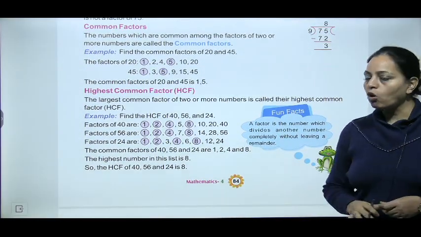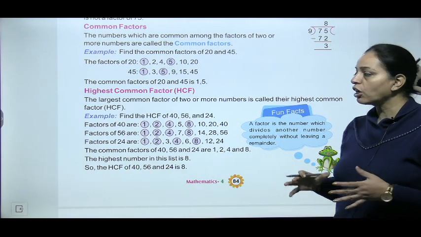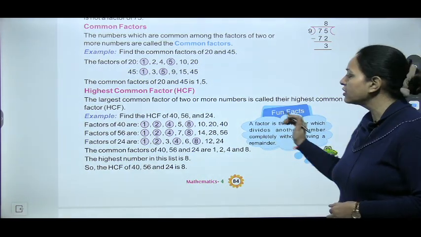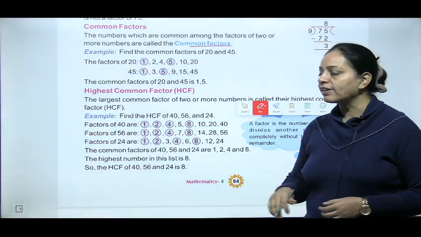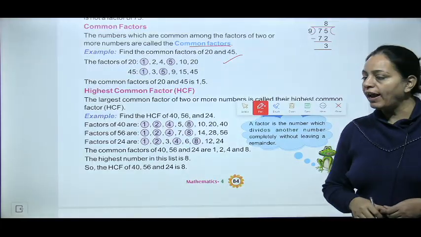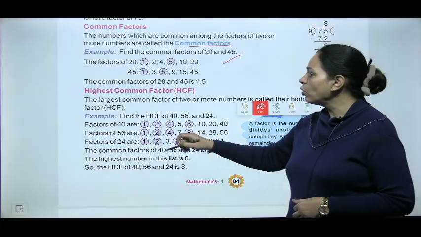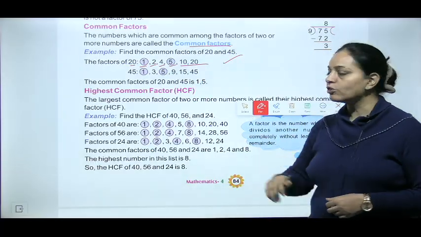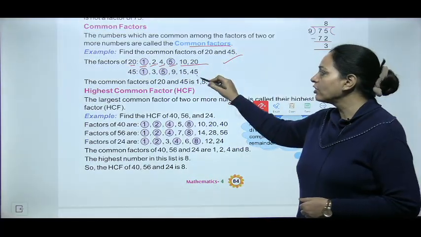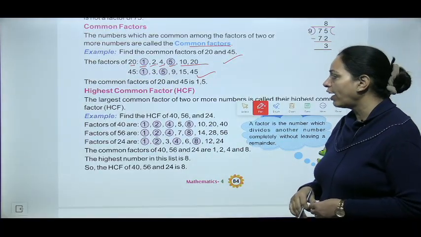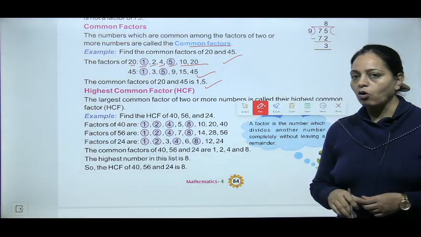Now we are talking about common factors. The numbers which are common among the factors of 2 or more numbers are called the common factors. Like, for example, find the common factors of 20 and 45. So here, write the factors of 20: 1, 2, 4, 5, and write the factors of 45. Then find the common ones: 1 and 5. So these are the common factors.